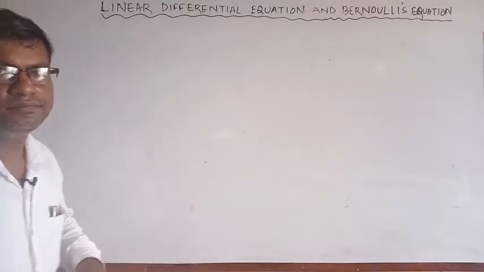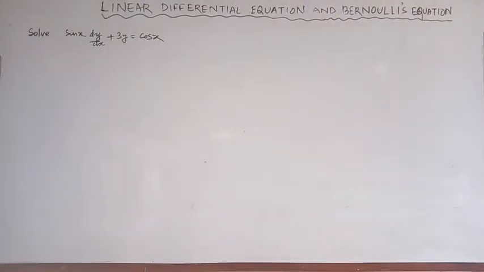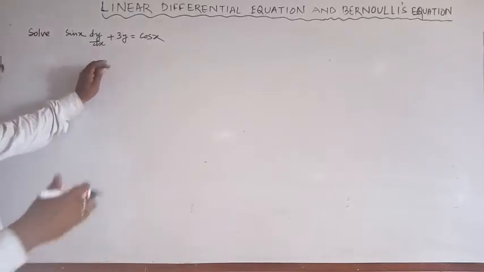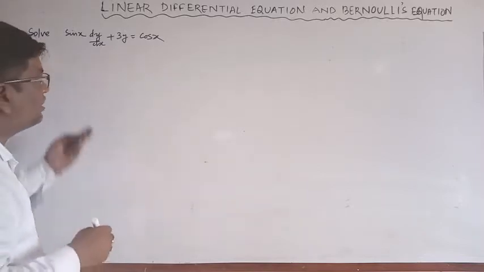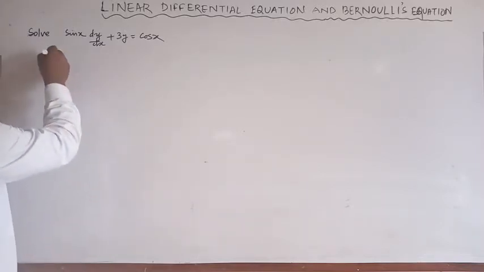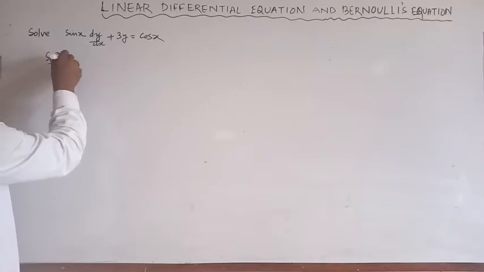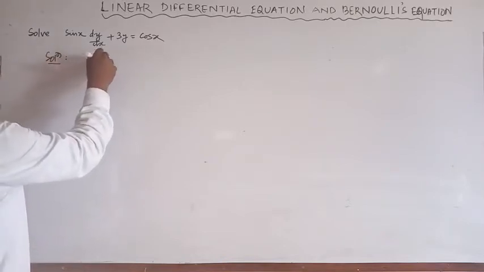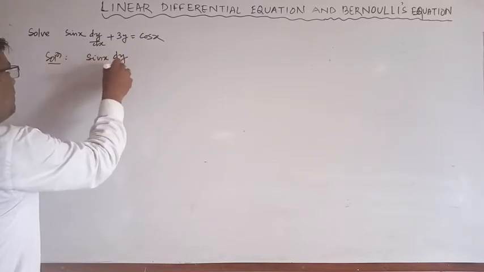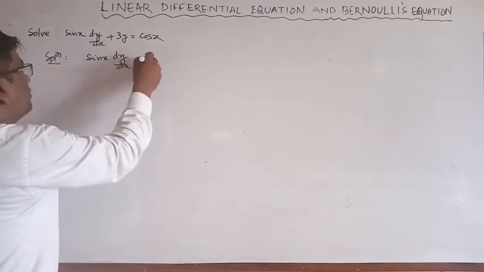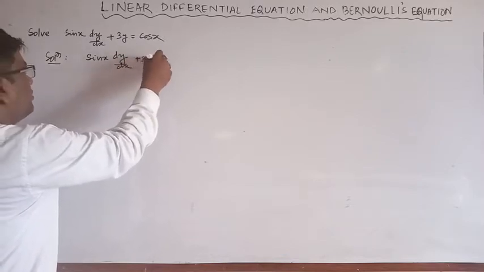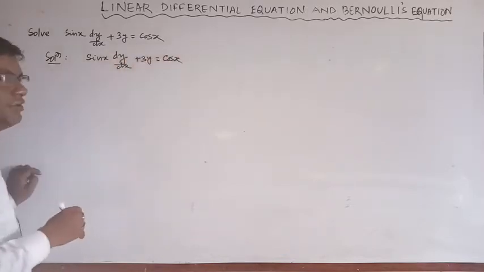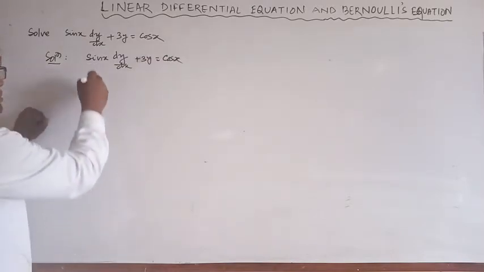Now this is the question. This question is from Elements book, and this one is a very lengthy one, so watch the video carefully. Solution: sin x into dy by dx plus 3y is equal to cos x. Clear? Now divide both sides by sin x.